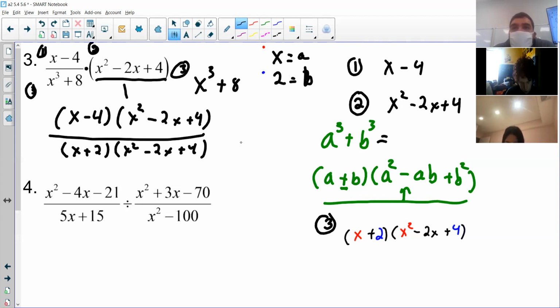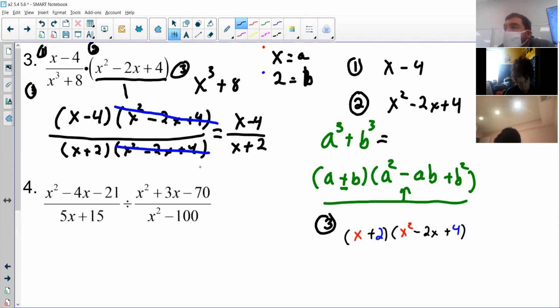Then, what could we cross out on both top and bottom? Good. We could cross out exactly the same thing, which is this one and this one. So Nate, what is our final answer? What's left? Good. X minus 4, x plus 2. Make sure to write that down.